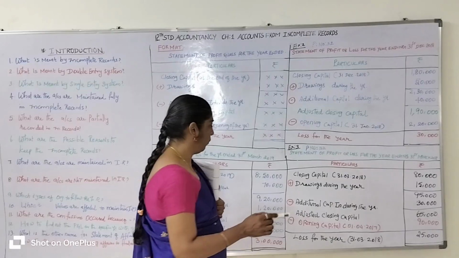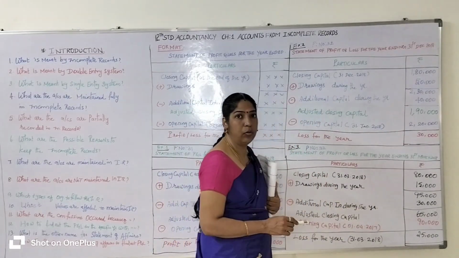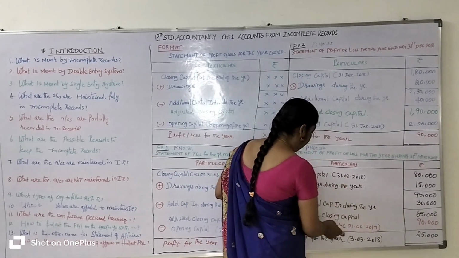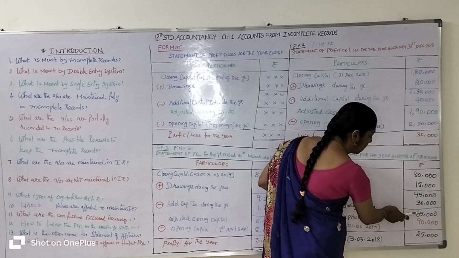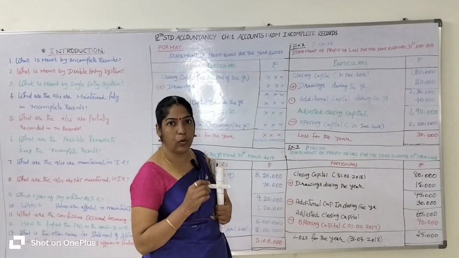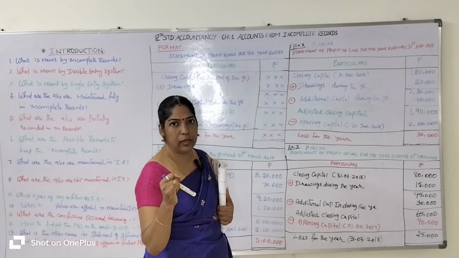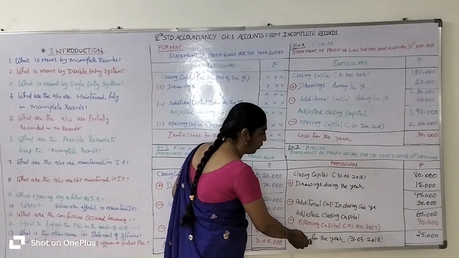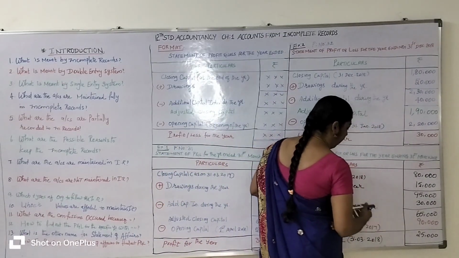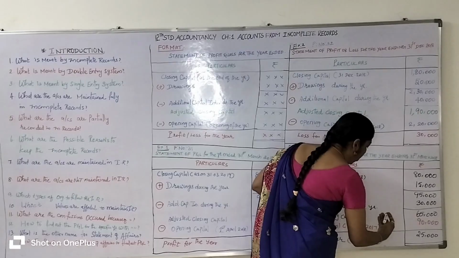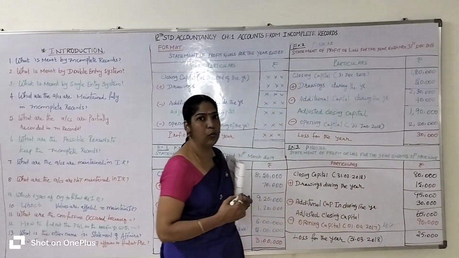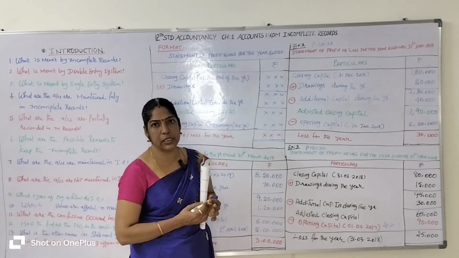Okay, listen here carefully. What do we have to do to find out the opening capital? For that, we are going to add the adjusted closing capital 65,000 rupees plus 25,000, and you will get 90,000. You add the adjusted closing capital 65,000 plus the loss for the year 25,000, you get 90,000 rupees. This is the balancing figure. We needed to find out the opening capital. So the opening capital value is 90,000 rupees.